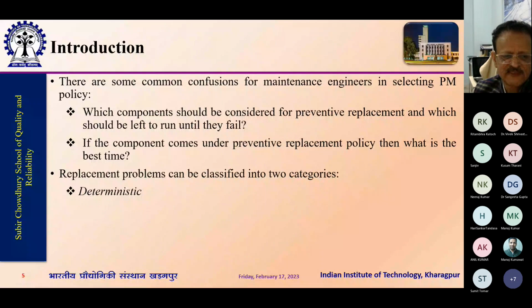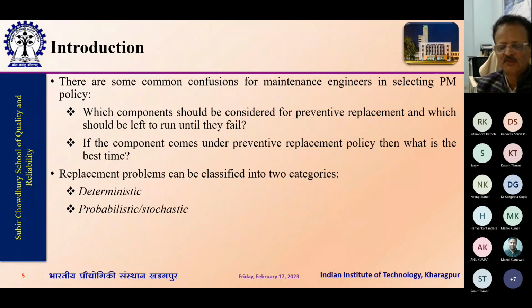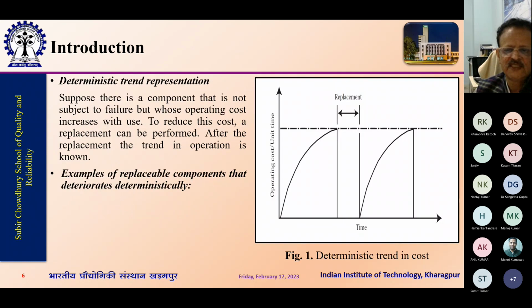There are two types of problem, deterministic and probabilistic. For deterministic, I have given you examples of filter replacement or belt replacement, or any other item which can be replaced in a time-bound manner in the expectation that performance will improve. Here the cost is increasing. If you can formulate a cost function for that, and the cost is increasing, at one point of time you are going to replace it. So it involves the operating cost, which varies with time, and the replacement cost, which can be taken as an average constant.